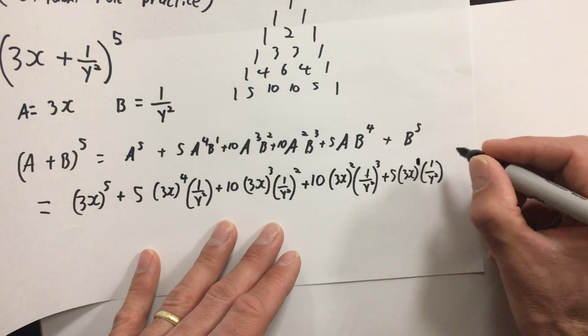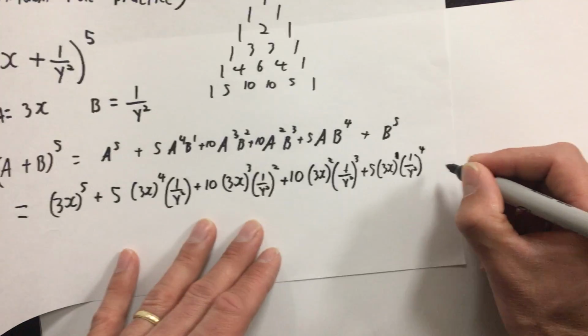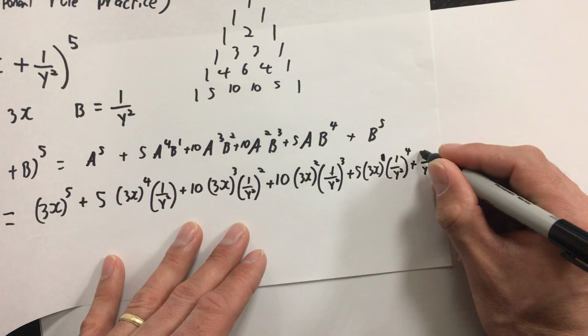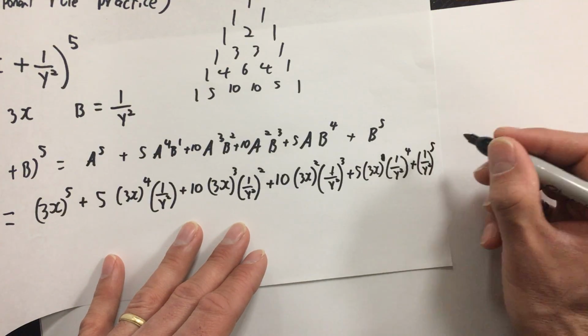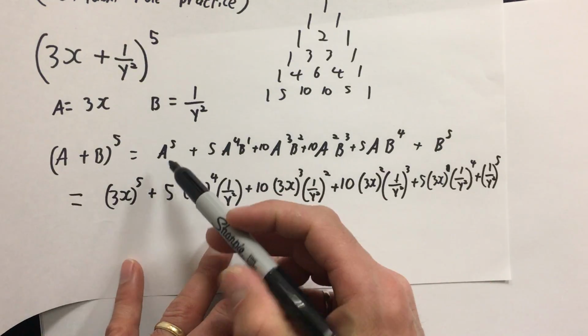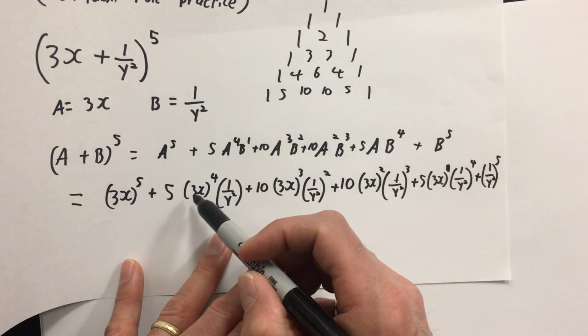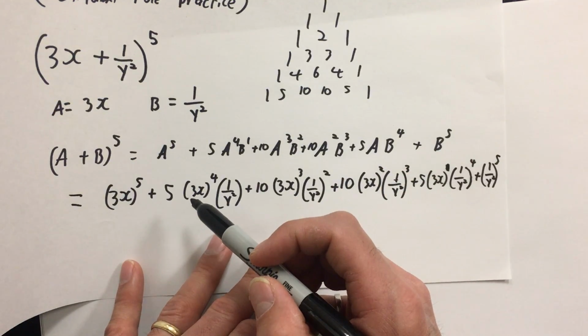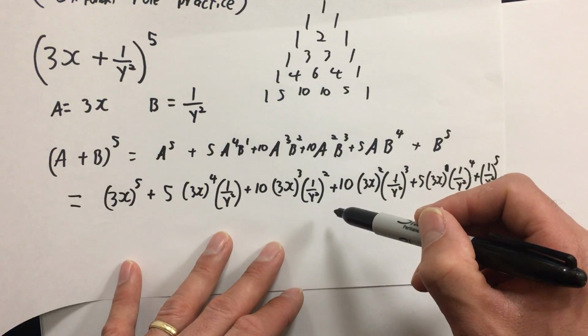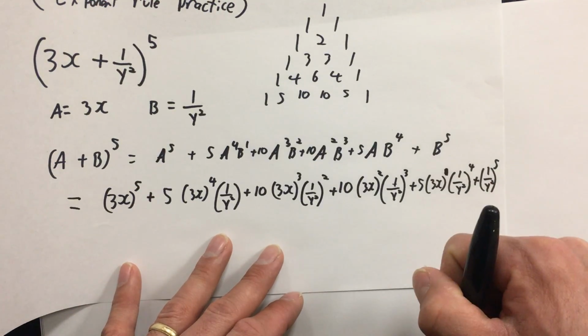That's not a 2, sorry, that's a 1. That's a 4. And finally, we've got 1 over y squared, it's a fifth power. Okay, so to do that substitution, every a has been removed and a 3x in brackets is put in its place. Every b has been removed and 1 over y squared in brackets is put in its place.